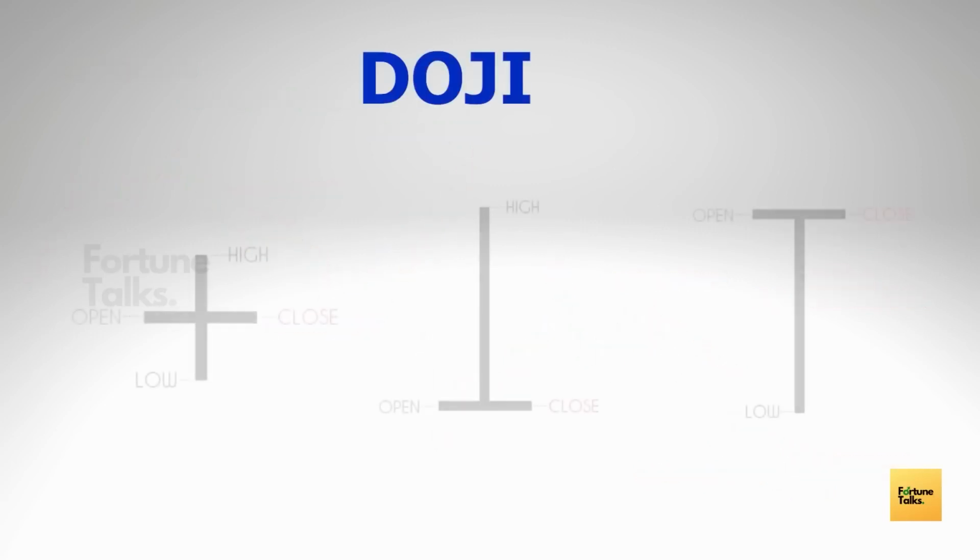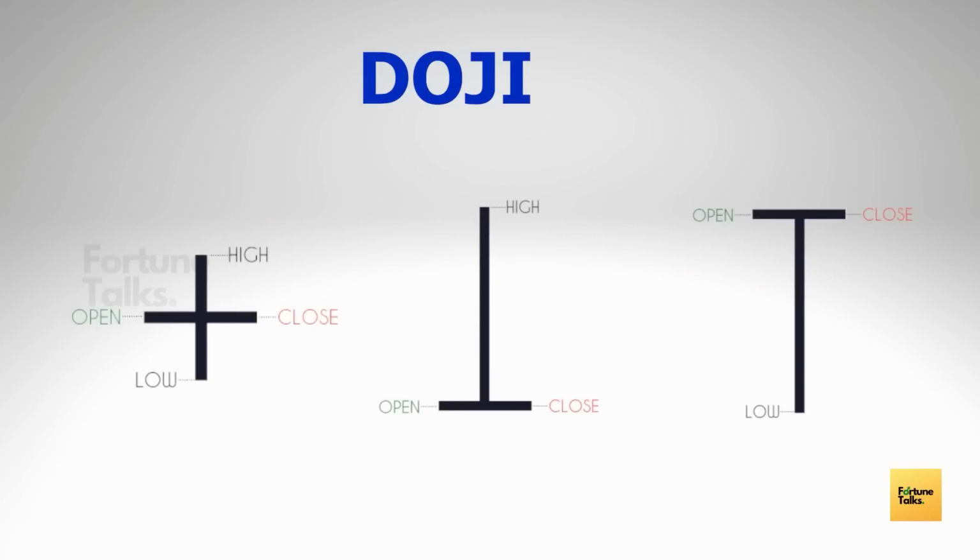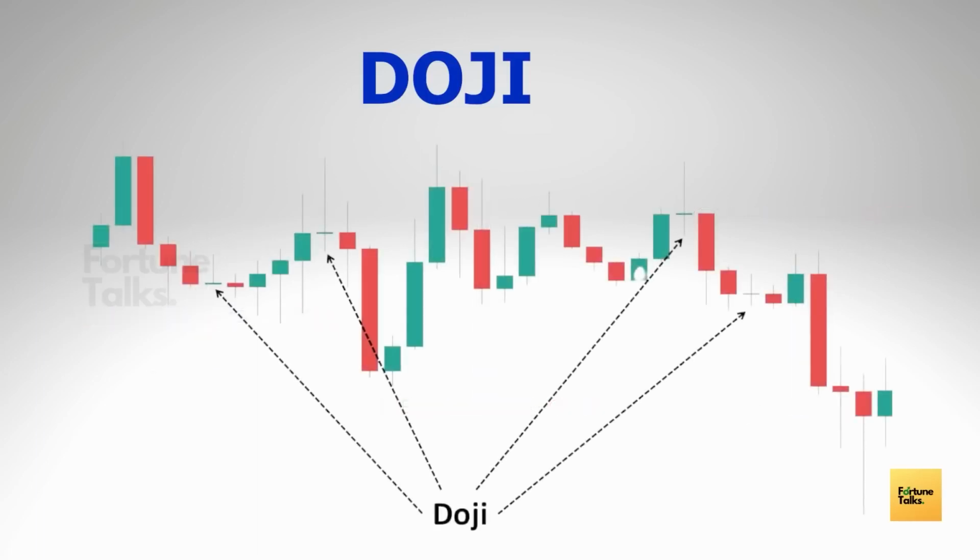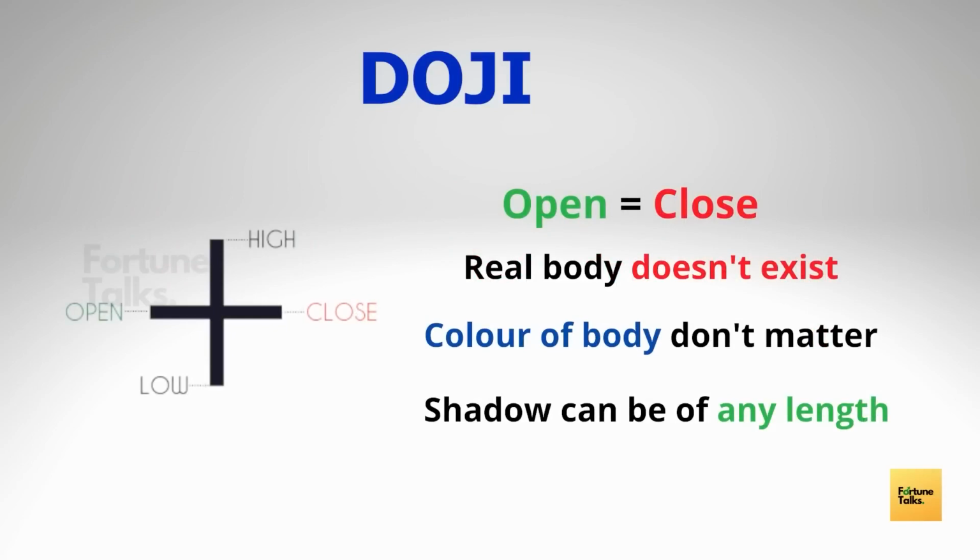Now lastly, let's talk about dojis. Dojis are similar to spinning tops except that they do not have a real body. This means the open and closing prices are equal. So doji is an important candlestick pattern as it provides very crucial information regarding the market sentiment. By a textbook definition, doji suggests that the open price should be equal to the close price, which indicates that the real body does not exist. The upper and the lower wicks can be of any length, and the color of the candle does not really matter because the prices are very close to each other.